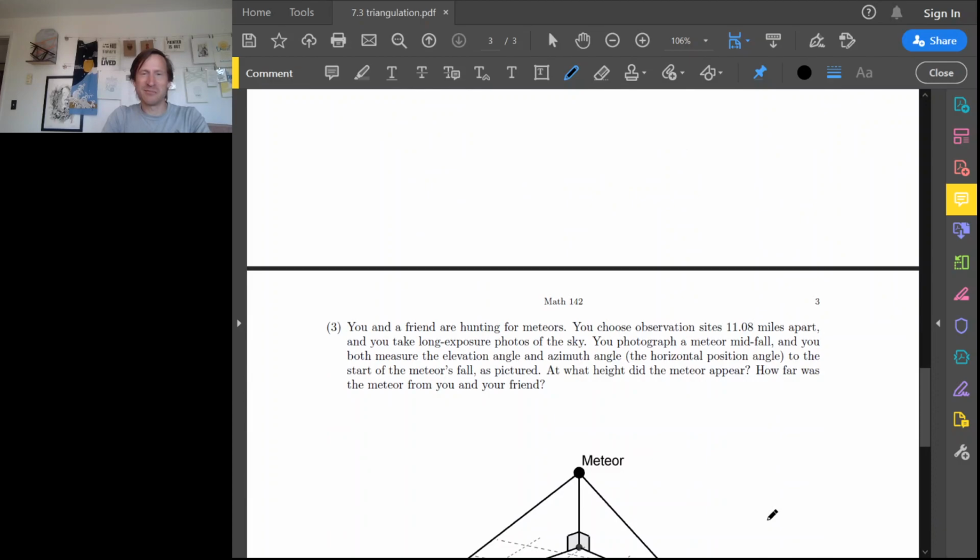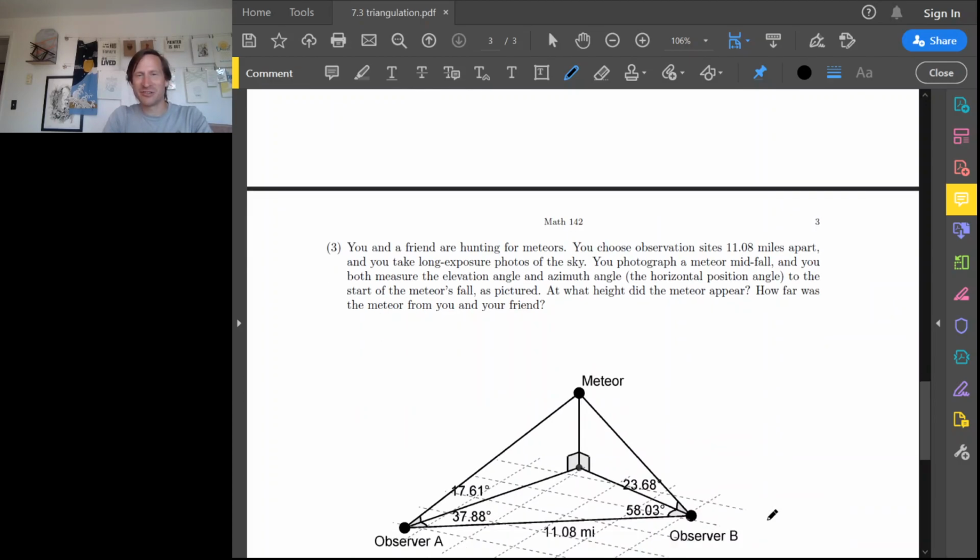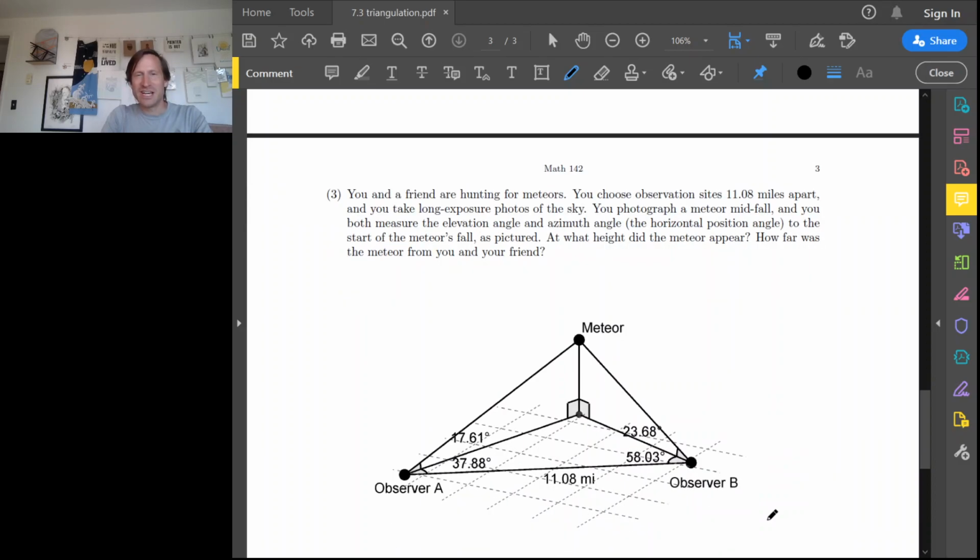Okay, let's have a look at number 3. So one cool thing about triangulation is it turns out that you can triangulate in 3 dimensions just as well as in 2, and you still only need to have 2 observers. So that's sort of interesting.